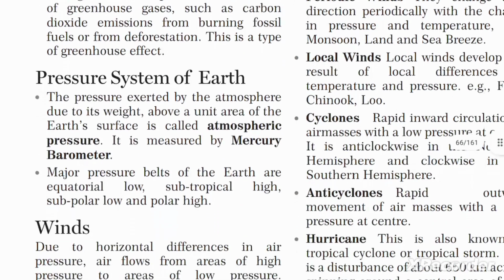Pressure system of Earth. The pressure exerted by the atmosphere due to its weight above a unit area of the Earth's surface is called atmospheric pressure. It is measured by a mercury barometer. Major pressure belts of the Earth are equatorial low pressure, subtropical high pressure, subpolar low pressure, and polar high pressure.